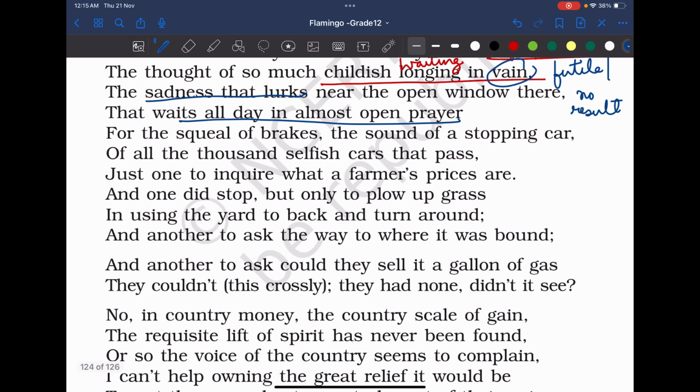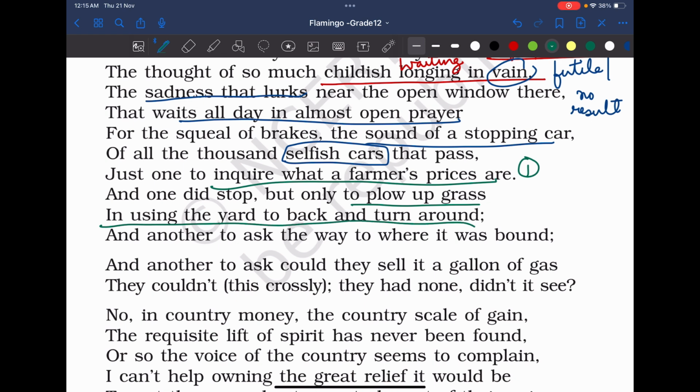What they want is just squeal of brakes. They want to hear the noise of brakes. They want to hear the sound of a car stopping. And since they're not stopping, that is why Frost is very beautifully saying 1,000 selfish cars. And if 1% they're stopping, then what is the reason they're stopping for? Number one, they're inquiring about the prices of the things they're selling. Number two, कोई रुक रहा है तो they are just plowing up the grass and they're just using the place to take a U-turn, right? Next, if they're also stopping, then they are just stopping to ask whether they are selling gas similar to petrol.